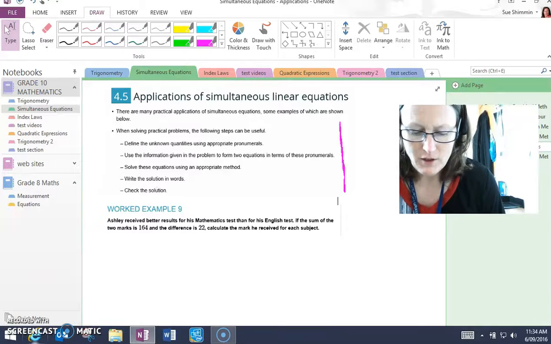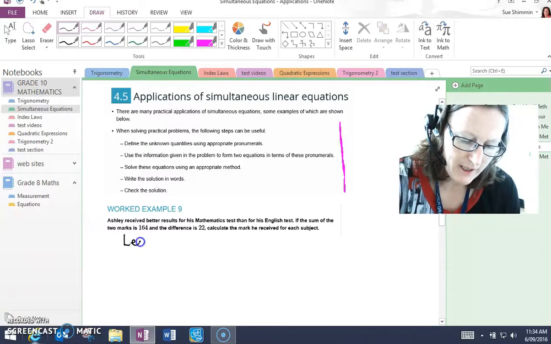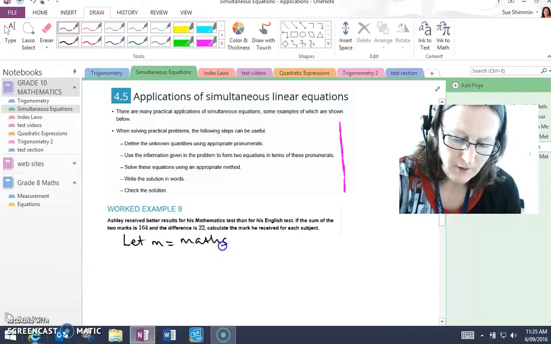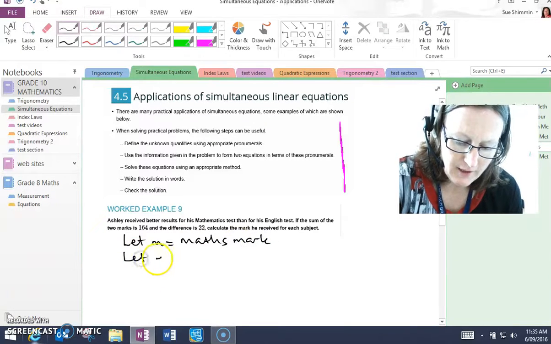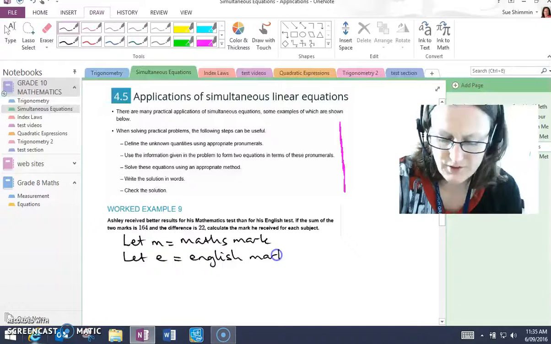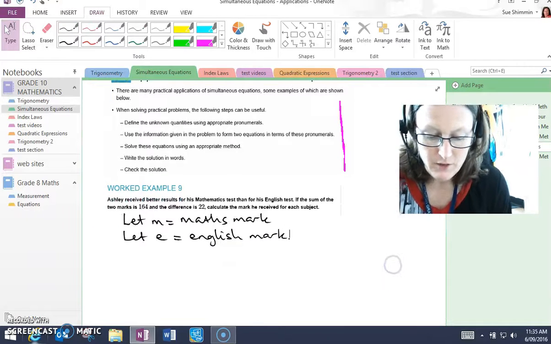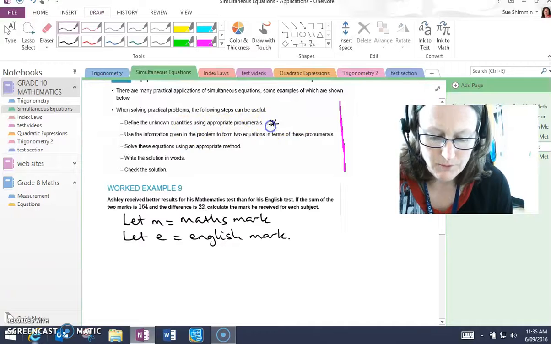So the first step, define the unknown quantities using appropriate pronumerals. So I'm going to put let M equal Ashley's maths mark, let E equal English mark. This is slightly different to your textbook. I think it uses X and Y, but to me it makes sense, M maths, E English. So we have defined the unknown quantities using appropriate pronumerals.